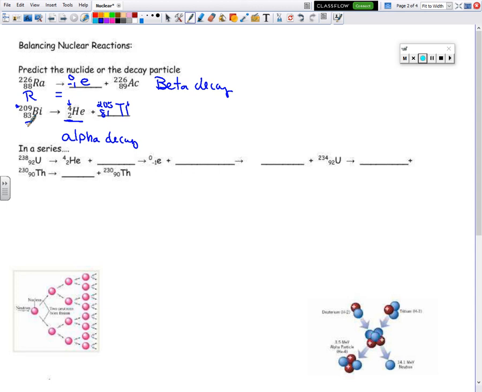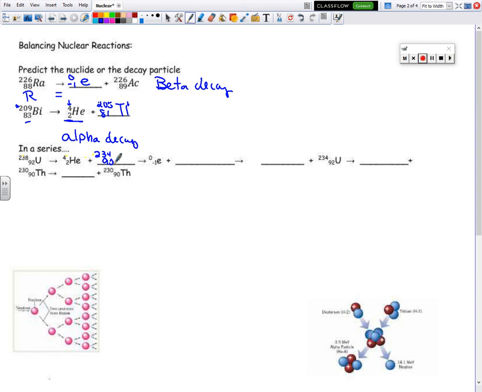So here we have uranium-238-92 and helium-4-2. What's the nuclide formed? What number can we add to 4 to get 238? That's going to be 234. 234 plus 4 makes 238. Now, what number can we add to 2 to get 92? That is going to be 90.